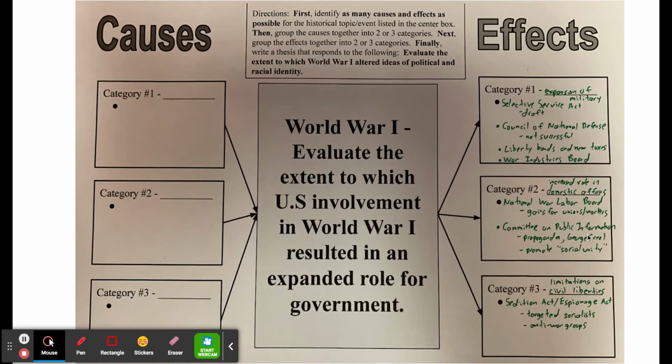So again, the government is trying to drum up support for the war so that people are enthused about it, are excited about contributing to the war effort, even if they're not actually fighting directly in Europe. And then lastly, our last category here is the expansion on the limitations of civil liberties.